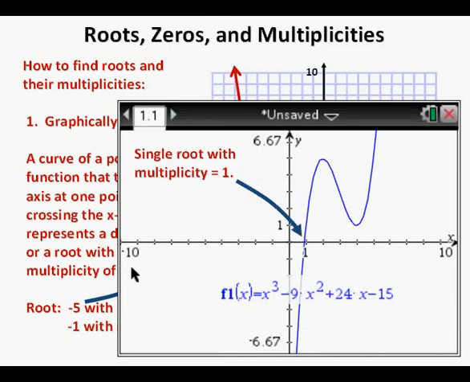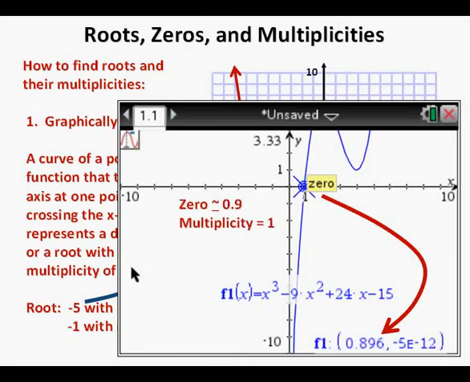Now here we have raised the graph of this cubic function by 1 unit. Now we have just one root with a multiplicity of 1. And if we use the trace feature of the calculator, we see a 0 at about 0.9, or more precisely about 0.896. The value for the 0 is seen at the bottom of the calculator view screen.